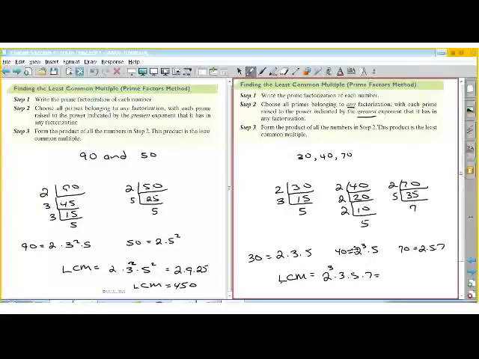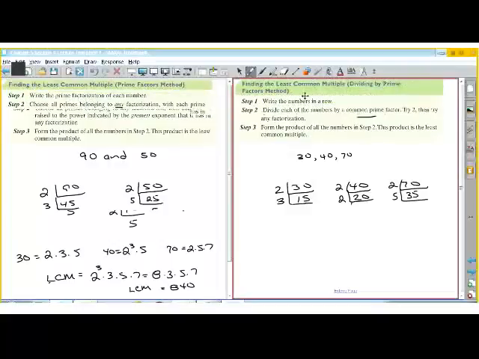Whereas this one's cubed, so I use the highest exponent. The only one that has an exponent different than 1 is this one. So that gives you 8 times 3 times 5 times 7, and you multiply those together. 8 times 3 times 5 times 7 is 840. So the least common multiple of these numbers is 840. So I think that's all that I'm doing with the prime factors method.